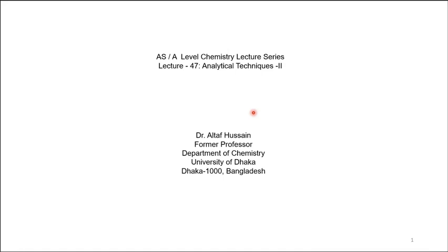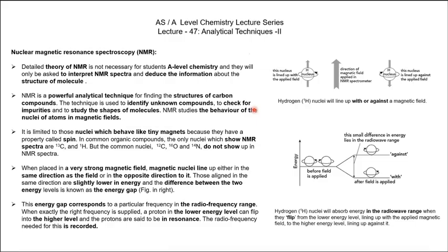Good afternoon. This is the 47th lecture of the AS and A-level chemistry lecture series, and we are talking about analytical techniques, the final chapter of the A-level chemistry syllabus. We did talk about gas chromatography in the last lecture. Today we will discuss nuclear magnetic resonance spectroscopy, that is NMR spectroscopy.